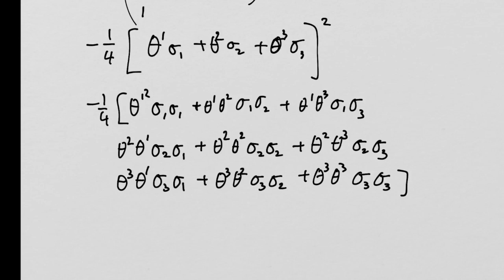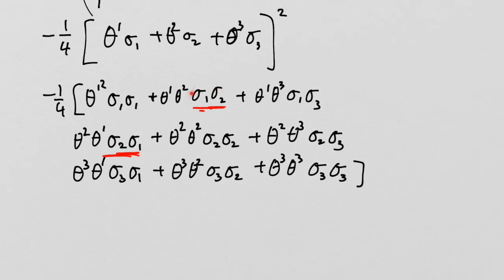So how do we figure this out? Well, the thetas are real numbers, so they commute, but these guys don't commute. So I can take this and this, for example, and they will come out looking like theta 1 theta 2 times sigma 1 sigma 2 plus sigma 2 sigma 1.